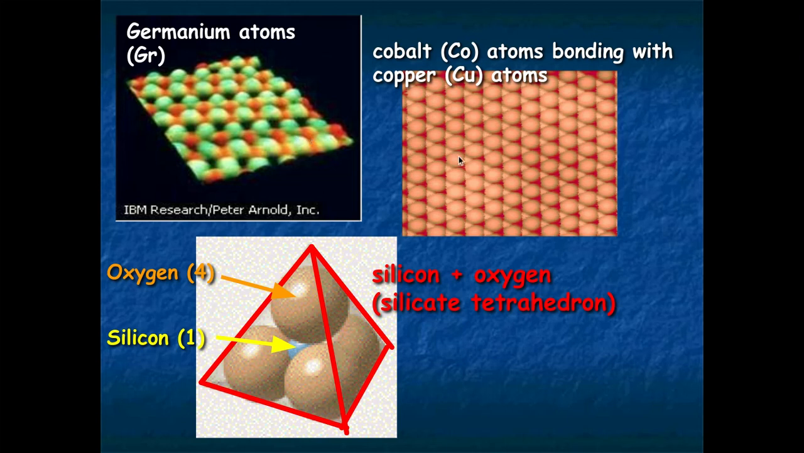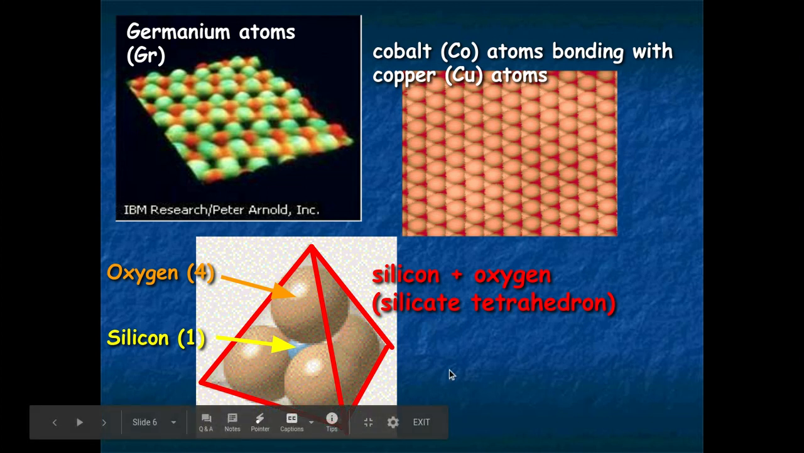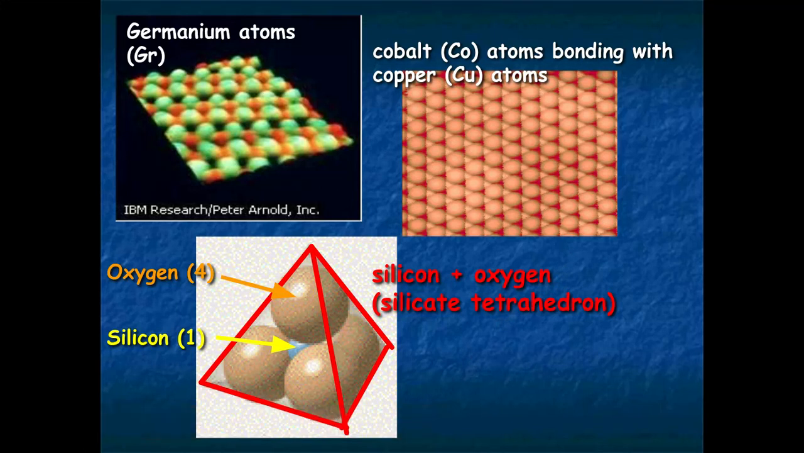Over to your right on your screen, you see cobalt atoms bonding with copper atoms. And again, you see that same internal geometrical arrangement of atoms. You see a nice design of patterns, even right down to the molecular level. This drawing that you see below on your screen is not an actual picture of an atom, but this is a very important compound or molecule that we'll be looking at a little bit later in the lecture.